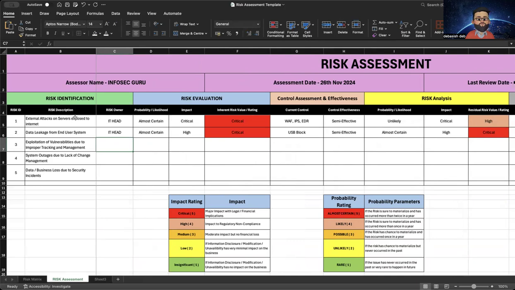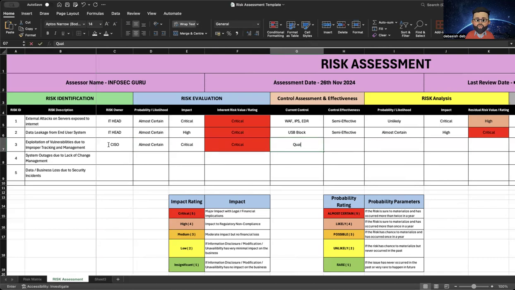Next is exploitation of vulnerabilities due to improper tracking and management. Who would do the vulnerabilities tracking and management? Let's say the security head. I would put it as CISO. So for exploitation of vulnerabilities, if there is no control, then it is almost certain. If a vulnerability is exploited, it is critical. Again, critical here. What are the controls?